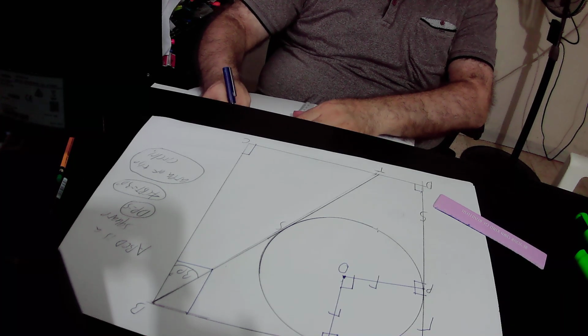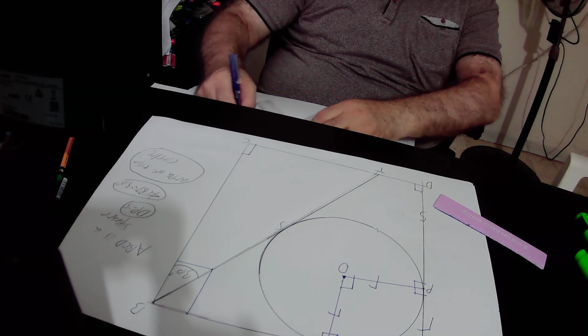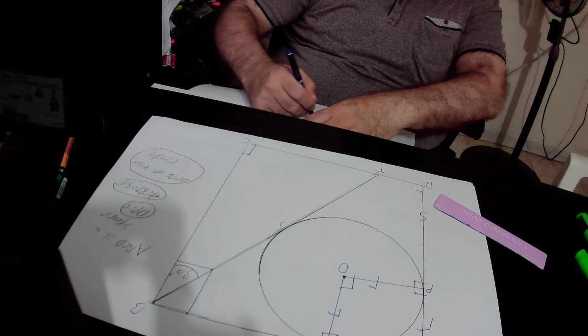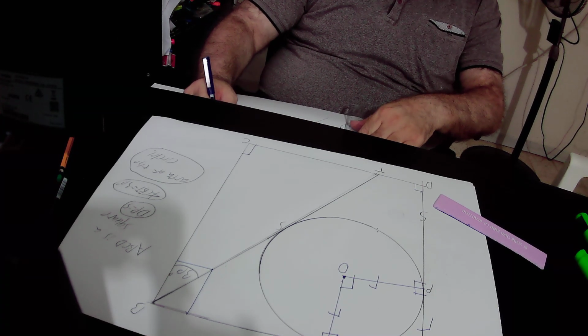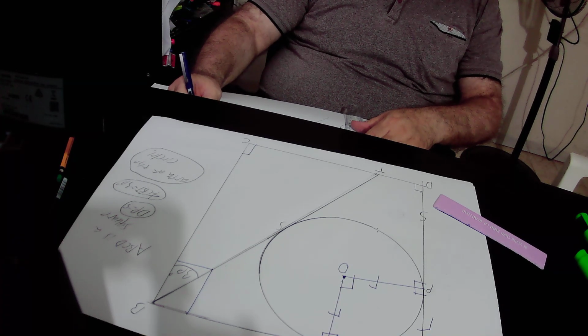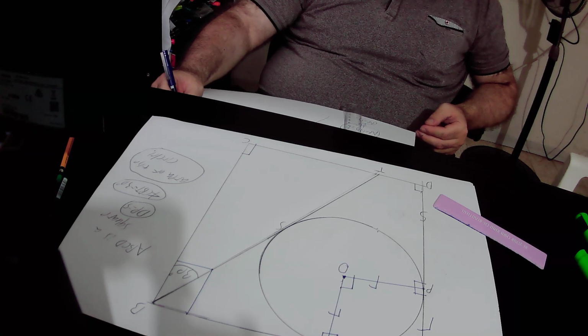Therefore quadrilateral AQPO is a square because it has four equal sides, all equal to R. Okay, so we can write down that quadrilateral AQPO is not just a rectangle but a square.